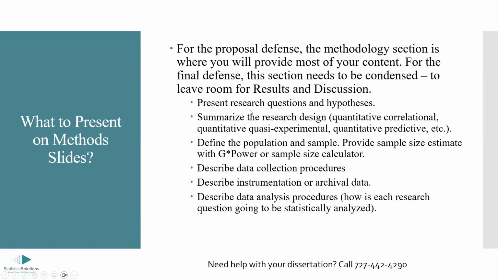In terms of the method slides, what do you need to present? These are the most important things, I would say. You need to present your research questions and hypotheses. Then justify your research design. A lot of the methods comes down to justifying the decisions that you're making. So if you picked a quantitative correlational design, you need to have a definition ready to explain that. Why did you select a quantitative method as opposed to qualitative? Why did you select a correlational design as opposed to an experimental design? So have definitions ready to go.